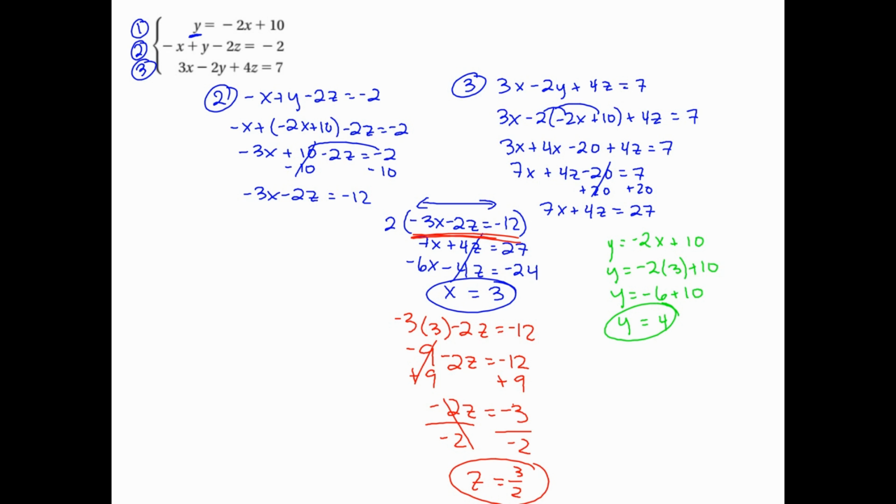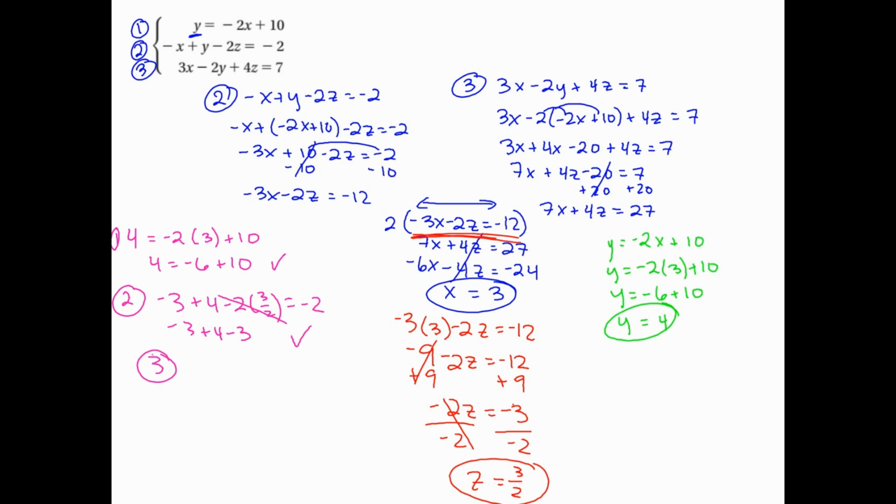Let's go back and check my answers. So y is 4. This is our first one. So 4 equals negative 2 times 3 plus 10. So 4 equals negative 6 plus 10. Yes, that works. In our second one, negative 3 plus y is 4, so plus 4, and then minus 2z, so minus 2 times 3 over 2. Does that equal negative 2? Well, those cancel out, so I have negative 3 plus 4 minus 3. Negative 3 plus 4 is 1. 1 minus 3 equals negative 2, which checks out.